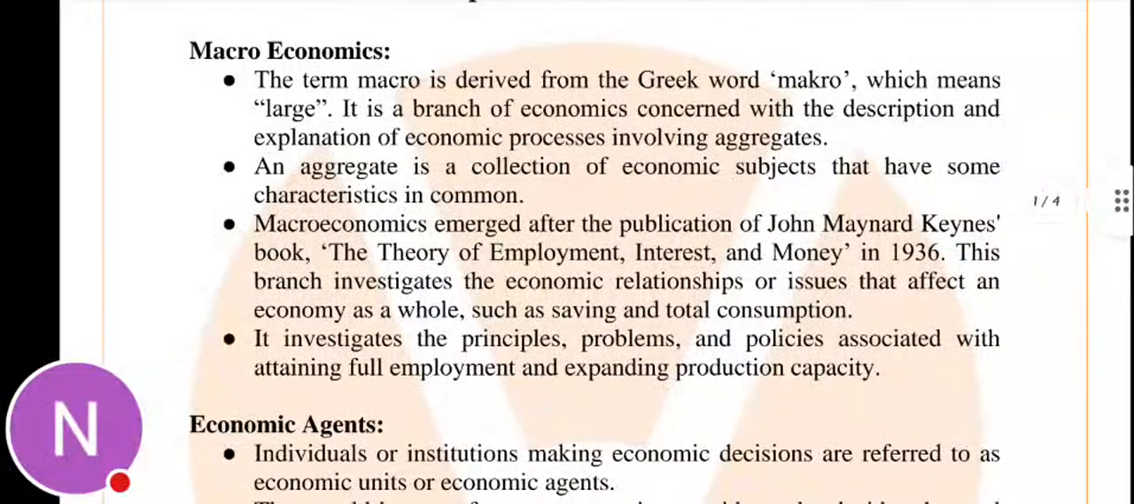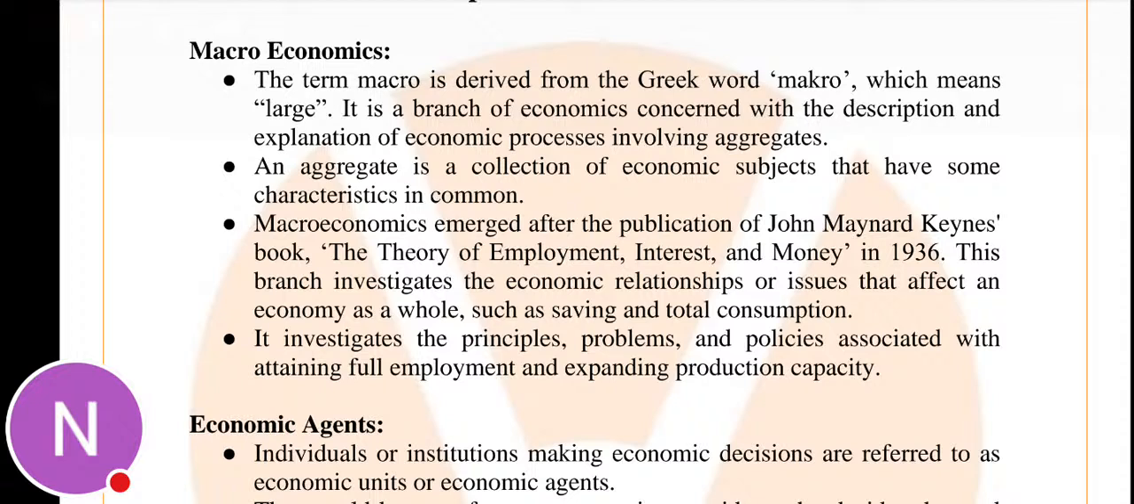The word macro comes from a Greek word, makro, M-A-K-R-O, which means large. It is a branch of economics which gives us the description and tells us about the economic processes that are involved in the aggregates. An aggregate is a collection of economic subjects that have some common characteristics.